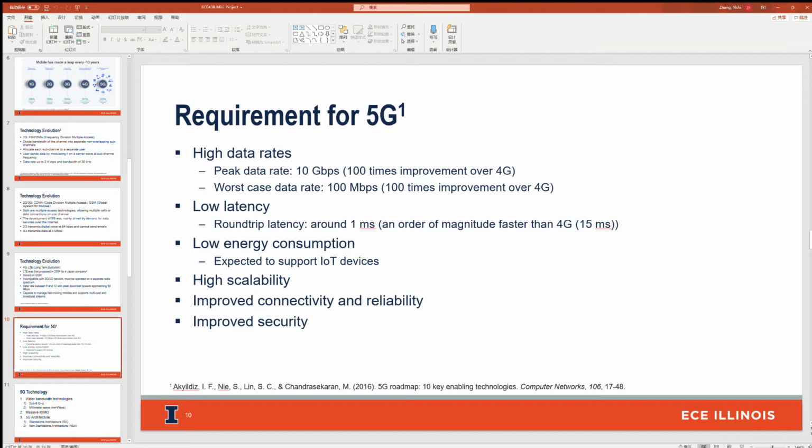The second requirement is low latency. The round-trip latency of data planes in LTE network is around 15 milliseconds. However, for recently emerging applications such as virtual reality, multiplayer gaming, and autonomous driving that 5G network can be expected to support, the latency should be upgraded to an order of magnitude faster than the current network, around 1 millisecond. The third requirement is low energy consumption.